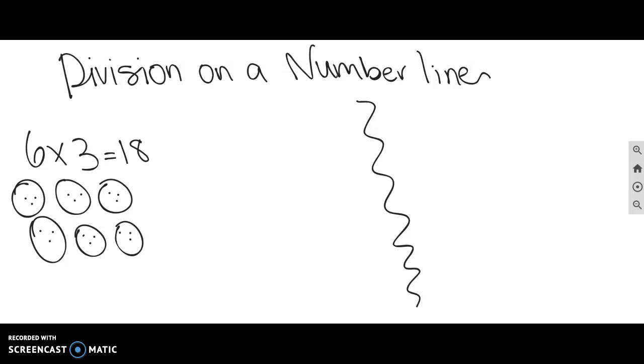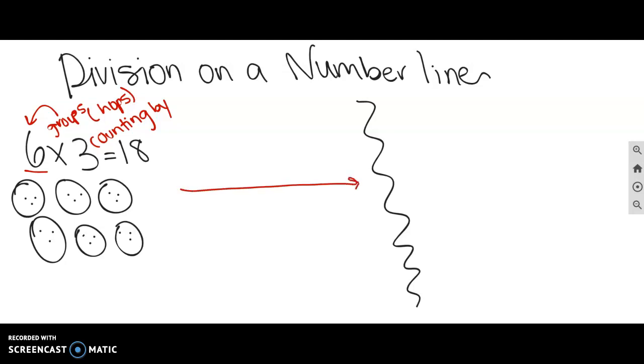If you were given a problem like 6 times 3, which is on the board, we know that we have 6 groups of 3. So we always want to make the first number how many circles we draw or how many hops we have. And then our middle number is going to be what we are counting by. So what I mean by that is our first number is 6.